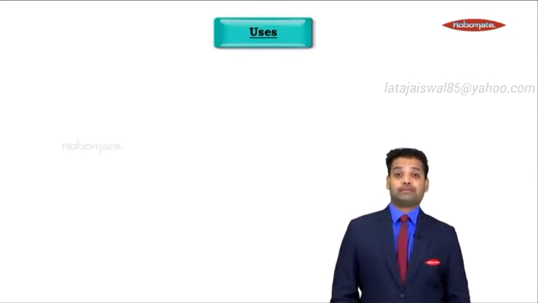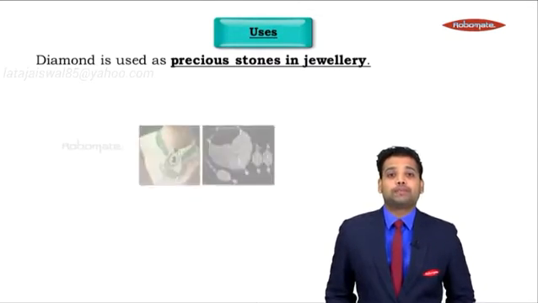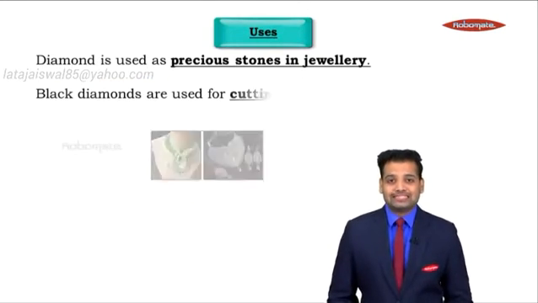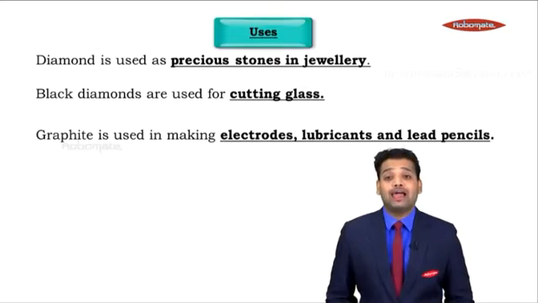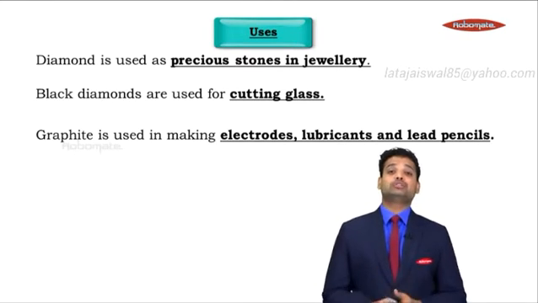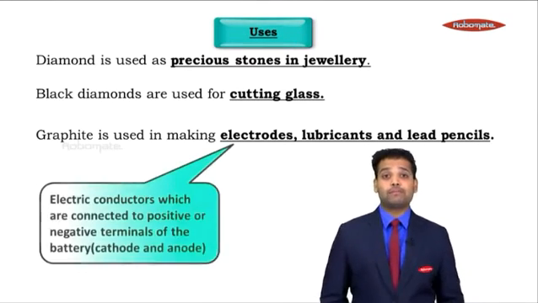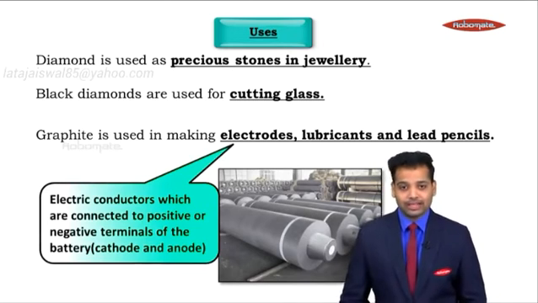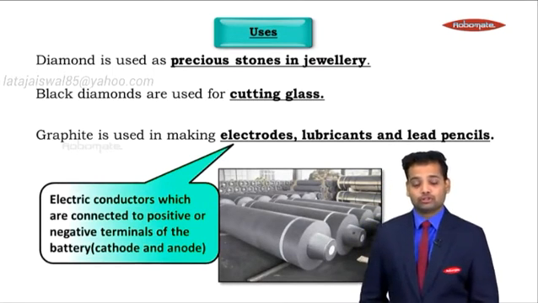What are the uses of diamond and graphite? You know it. Diamond is used as a precious stone in jewelry. Secondly, it is also used for cutting glass. Graphite is used in making electrodes. You might remember cathode and anode. So this is how cathodes and anodes look.